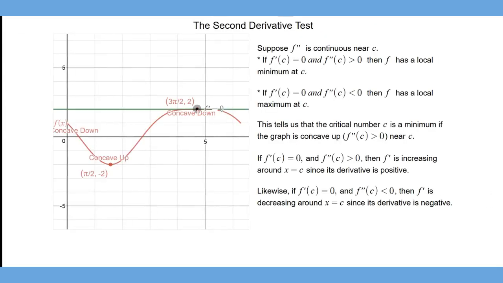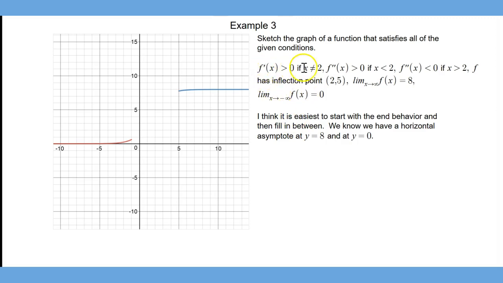So here's another test for maxima and minima, the second derivative test. If you have a critical value and the second derivative is greater than 0 there, then that value is a local minimum. And if the second derivative is less than 0 there, then it's a maximum. So we have the first derivative is greater than 0 if x is not equal to 2. So that's telling me it's greater than 0 everywhere, except at x equals 2, which tells me it's probably equal to 0 there.